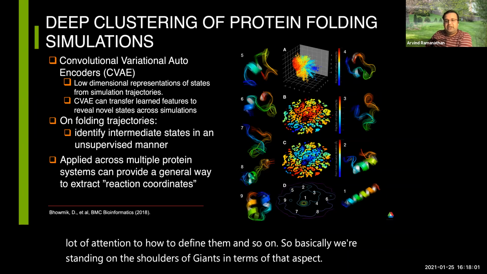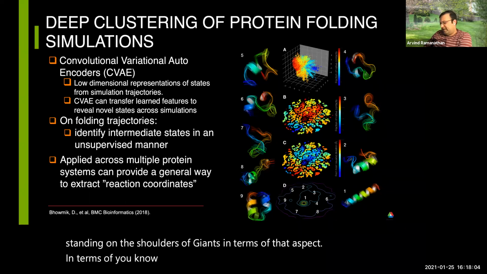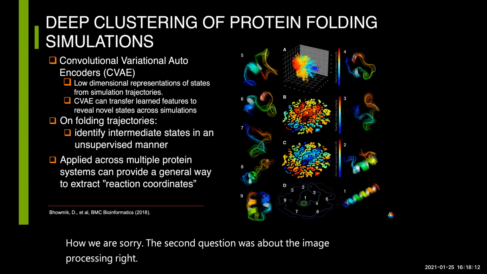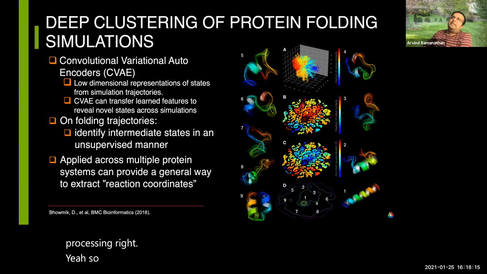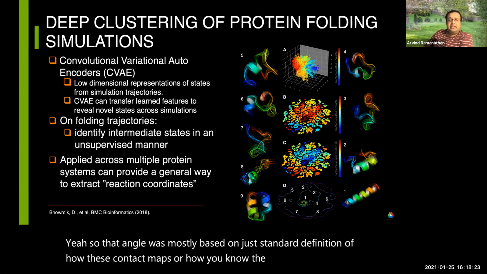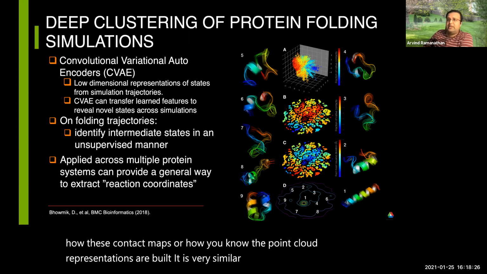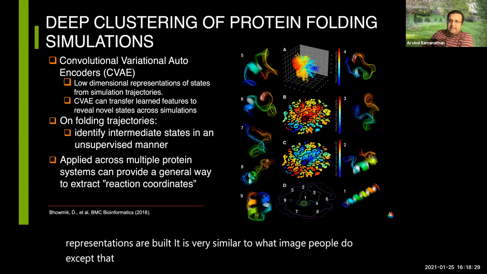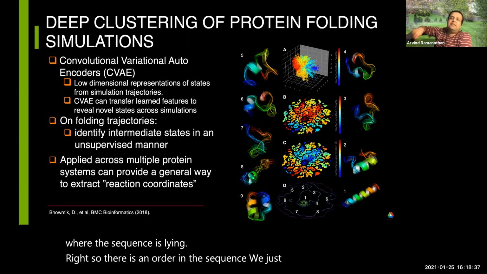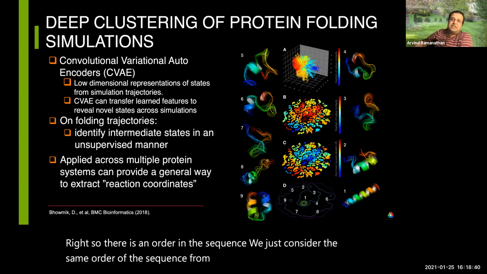Sorry, the second question was about the image processing, right? Yes. That angle was mostly based on the standard definition of how these contact maps or point cloud representations are built. It is very similar to what image people do, except that we encode the sequence explicitly, so we know exactly where the sequence is lying. So there is an order in the sequence. We just consider the same order from N terminal to C terminus.